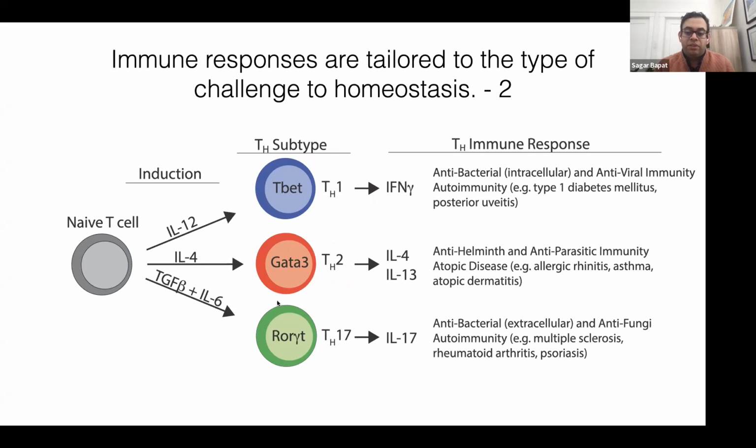And people have now discovered, for instance, that intracellular bacteria or viral challenges by viruses induce a Th1 immune response, whereas helminths and parasites induce a Th2 immune response, and extracellular bacteria or infection by fungi induce a Th17 response. This is, I think, now dogma, and for the most part, it is true, at least in a mouse.